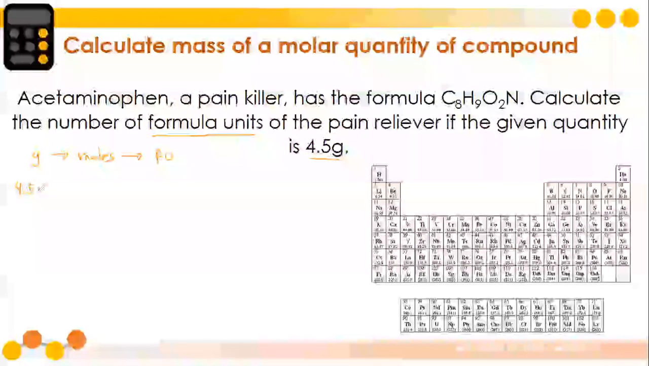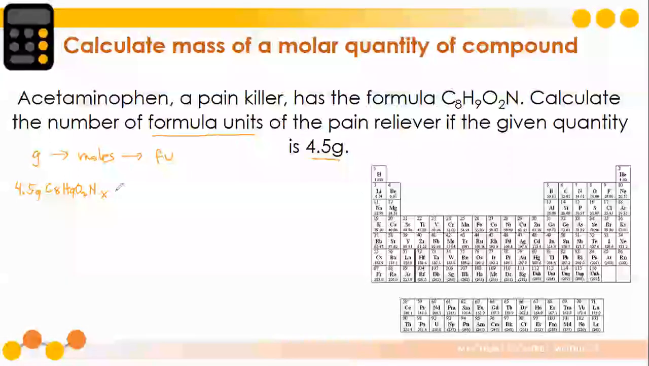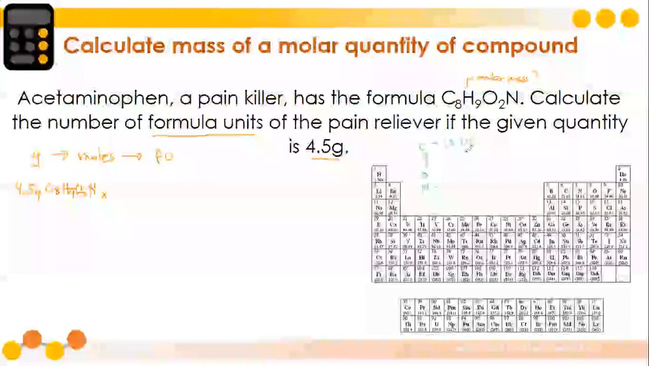So let's write down the given first. We have 4.5 grams of C8H9O2N, or the acetaminophen, and then multiply it by the molar mass of the substance. But we don't have the molar mass given for this one, so the molar mass is missing. What we need to do is solve for the molar mass first. In solving for the molar mass, you first list down all of the elements given in the compound. For carbon, we have 12.01. For hydrogen, we have 1.008. For oxygen, we have 16.00. And for nitrogen, we have 14.01.